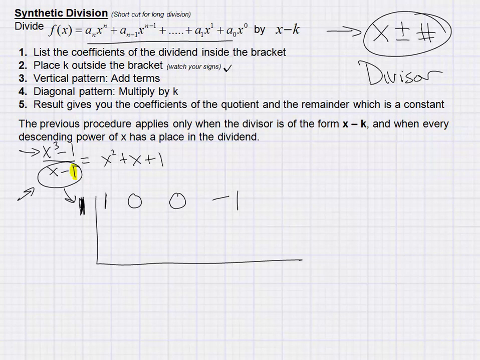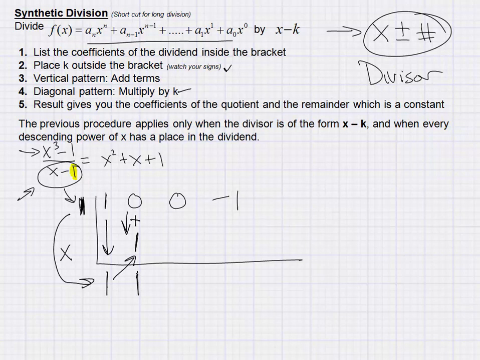So I have this 1 here, so I put all my coefficients inside, and put the opposite sign of this number outside. What I'm going to do is bring this first number down. Now I'm going to take this number here, multiply it by that number there, and place it diagonally. Remember, the diagonal pattern is to multiply. So I'm going to get a 1. Then this vertical pattern, I'm going to add. Normally in division you subtract, but because we use the opposite sign, we can now add.